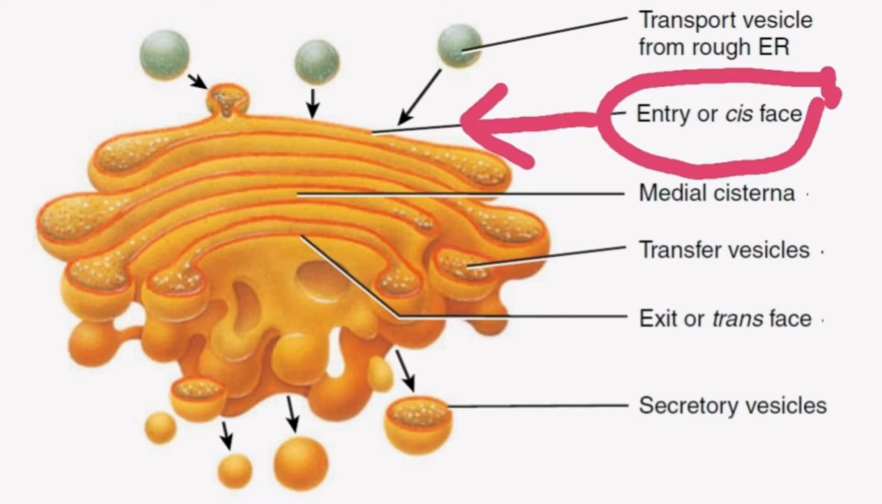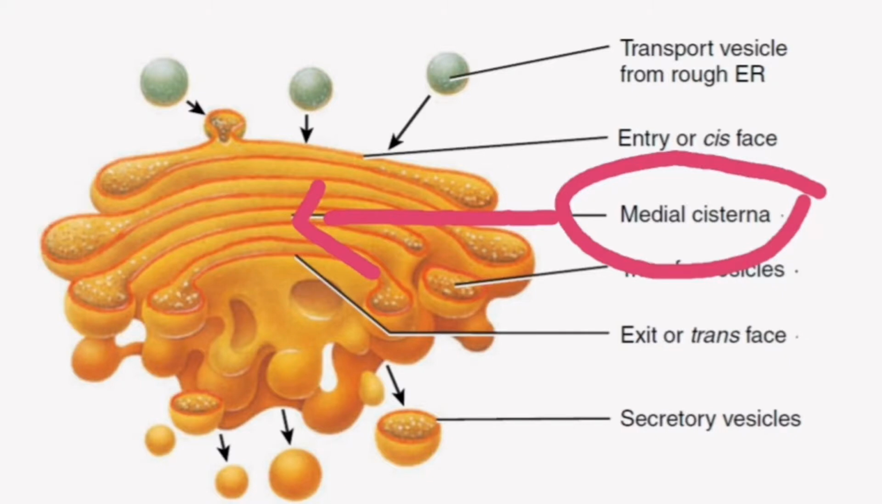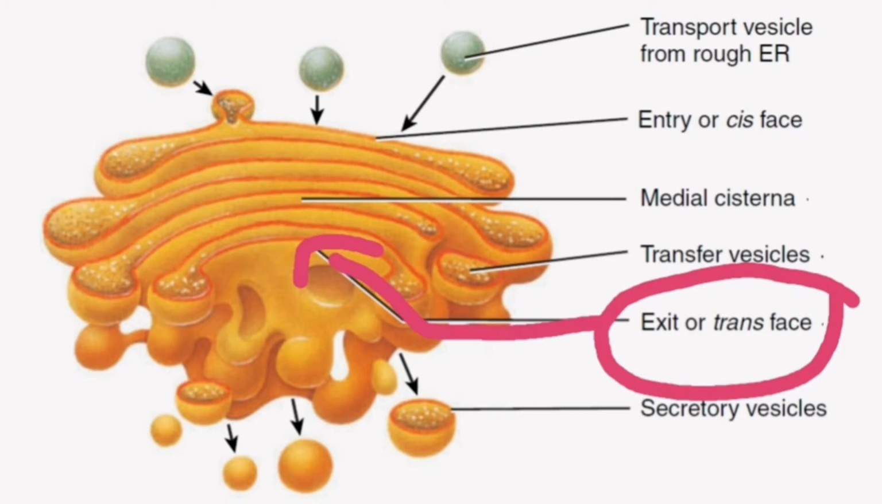Initially, it attaches to a flattened sac of the Golgi complex called the entry phase. So that is the entry phase. It accepts the proteins or vesicles. Then it is passed to adjacent sacs called medial cisternae. And again it is passed to adjacent sacs, and last it reaches the final sac called the exit phase.